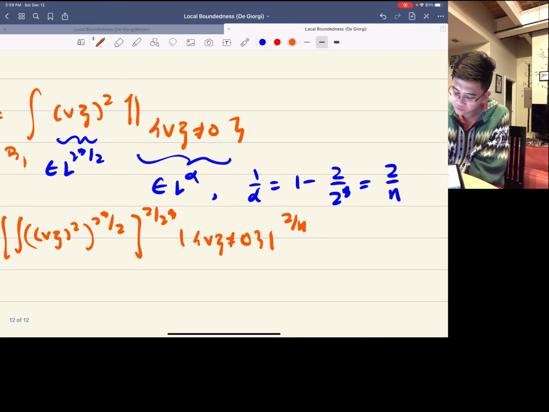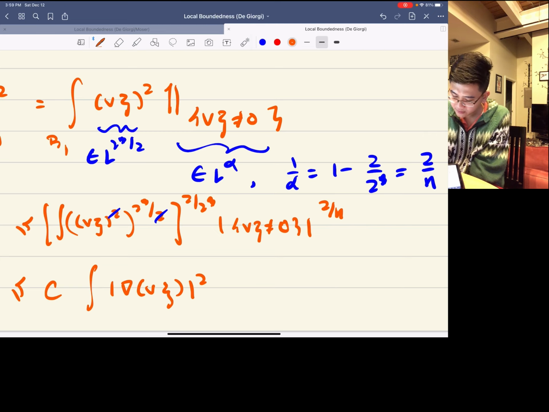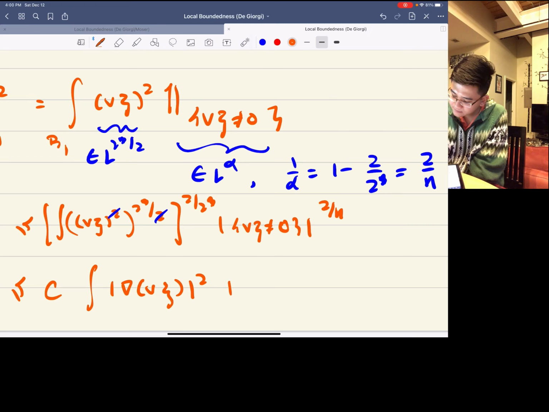1 over alpha is 2 over n. So this cancels out. And then you use the solvable inequality. So by the solvable inequality, this is less than or equal to some constant times the gradient of v zeta squared. So again, the 1/2 cancels out because this is already raised to 2. Okay? Times the measure of this, not 0, raised to 2 over n.